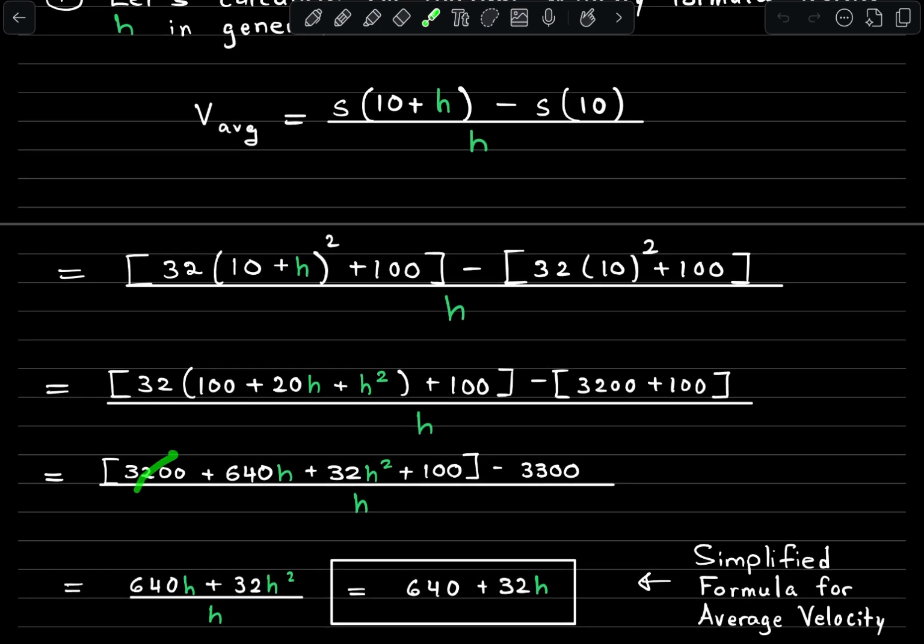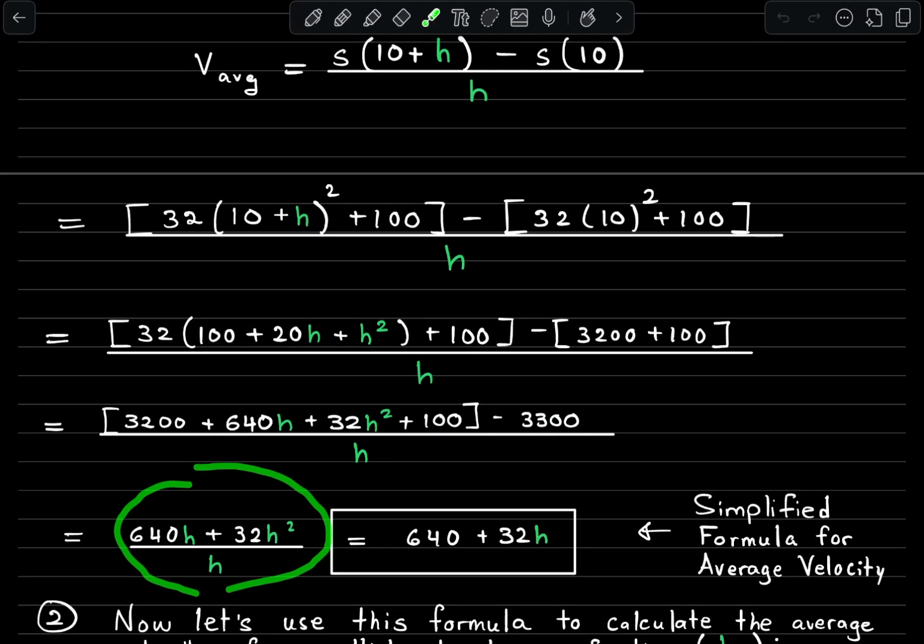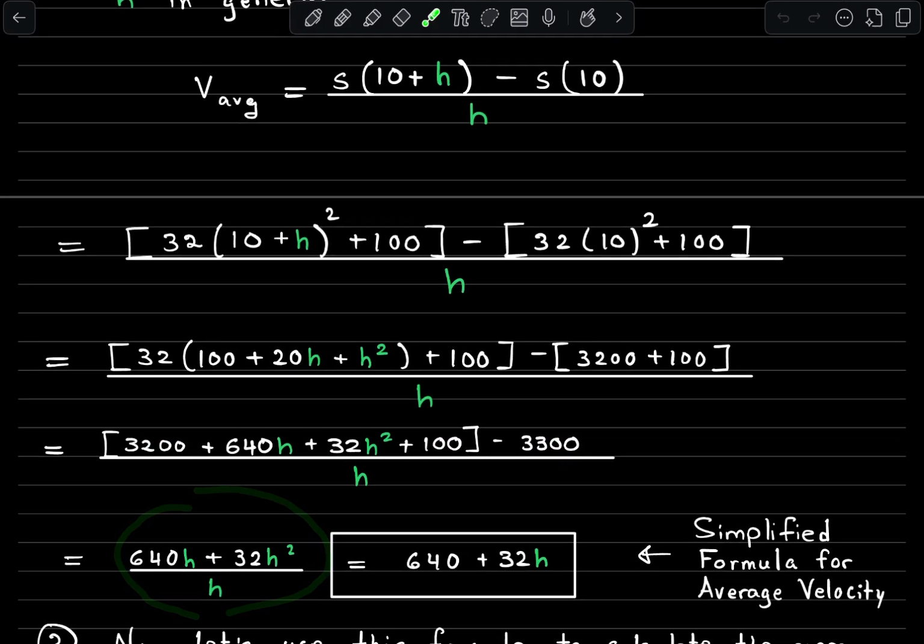Our constants are going to cancel out. We're going to be left with only h terms because everything in the numerator has an h, and we can divide out with that h in the denominator. We're going to be left with 640 plus 32h. This is our simplified formula for average velocity.